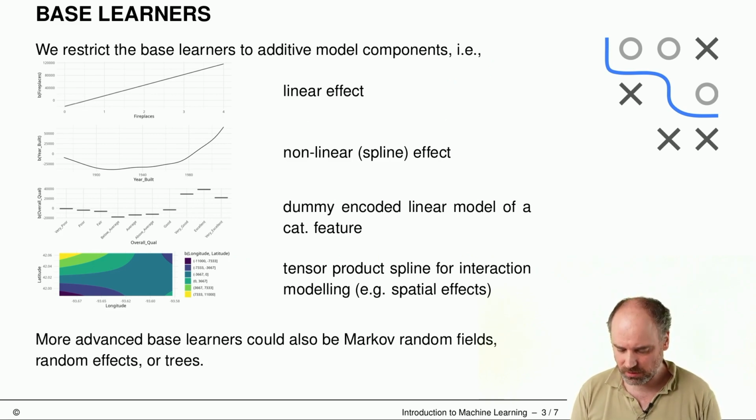A simple, configurable base learner for a feature could be a linear effect. We could also say we are using a nonlinear spline effect for a feature. We can even have the algorithm select from these different functional forms. We can use a dummy encoded linear model to model categorical features, or, like I said, more complicated stuff like tensor product splines for interaction modeling. We can do spatial effects. We can use Markov random fields. Let's keep it simple here. So think simple functional form, so a linear effect or a spline defined on an individual single feature.